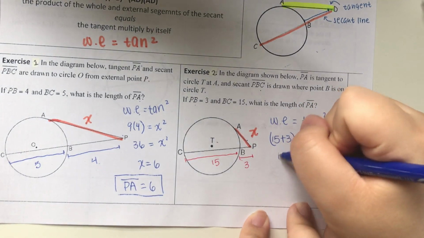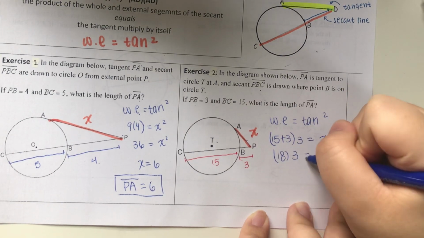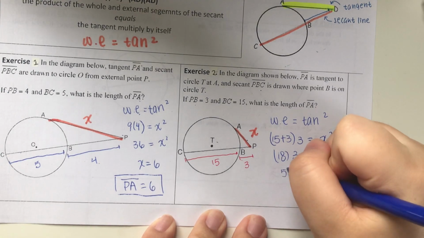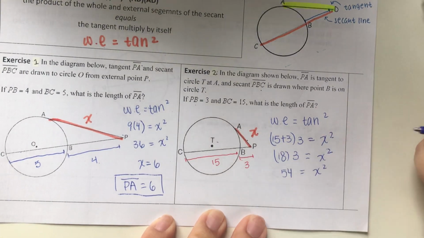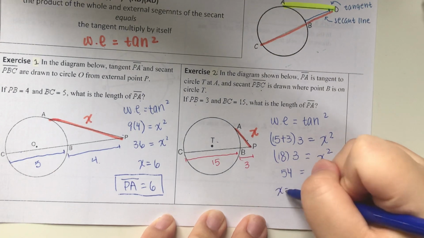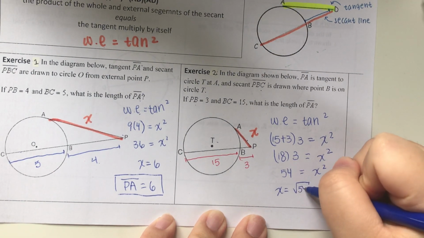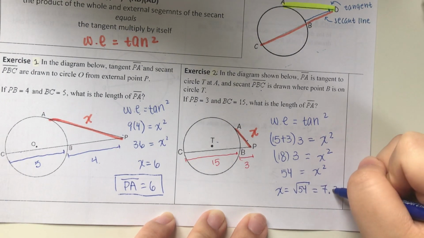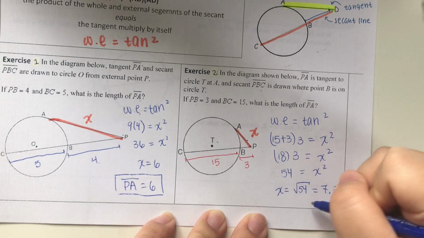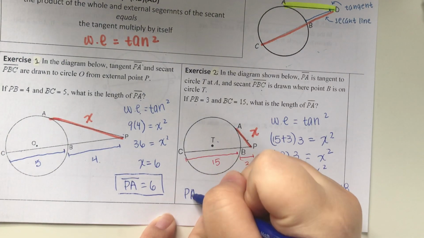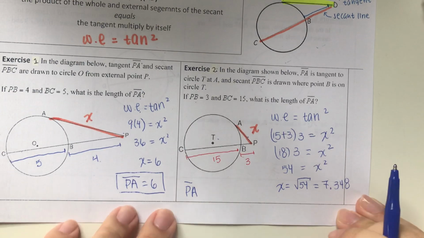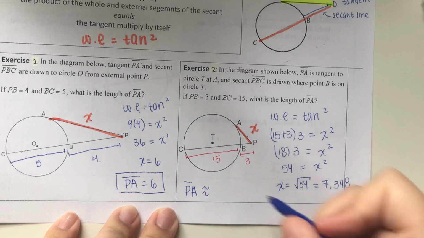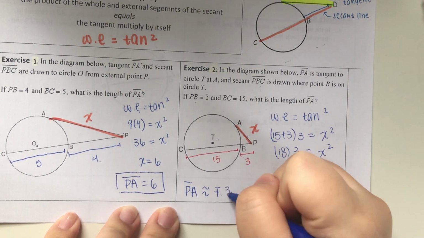15 plus 3 is equal to 18. 18 times 3 equal to x to the second power. 18 times 3 is going to get me 54, equal to x to the second power. So therefore that x is equal to radical 54, or if you put it in the calculator, you're going to get 7.348 approximately. Okay, so therefore that PA, since they didn't really tell me how to round it or which digit to round it to, I'm going to say that PA, it's approximately equal to 7.3.